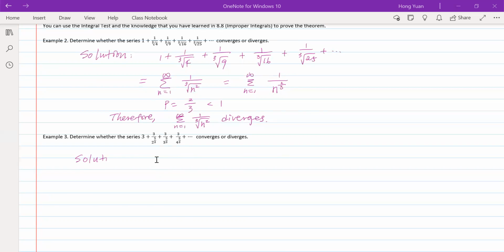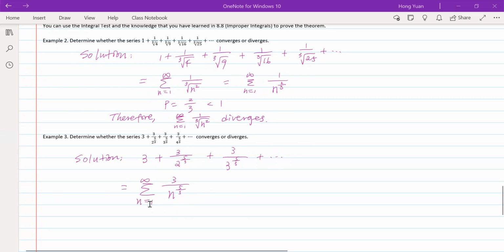Check the answer. Let's do it together. So 3 is the first term. The second term is 3 over 2 to the 5/3 power. The third term is 3 divided by 3 to the 5/3 power. We can write a summation as n is 1 to infinity. The first term is 3 over 1, so it is 3 over n to the 5/3 power.